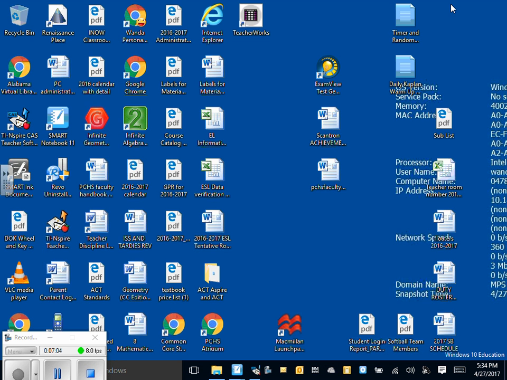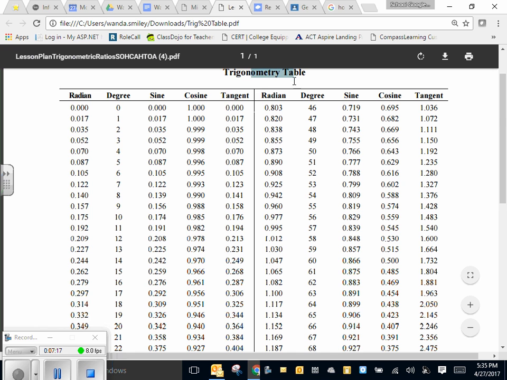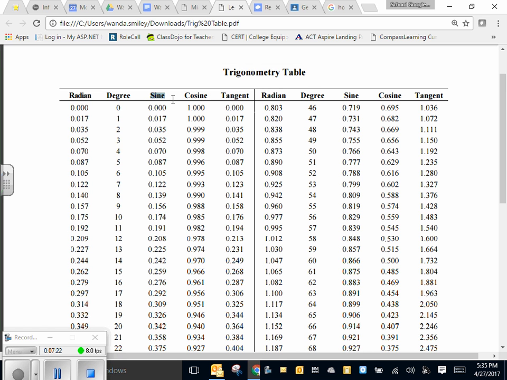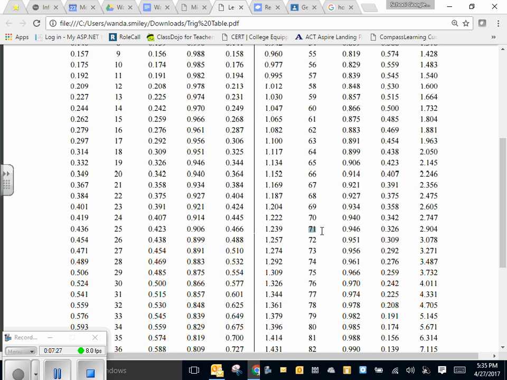Give me just a minute to pull this up. Okay, sorry about that. Took me just a minute to find it. Okay, so from our trig table, we know that we're going to go to the sine column. We're going to find 71 degrees. And then we look right at the sine column. We see that the sine of 71 is 0.946. So that's what we're going to use for our problem.